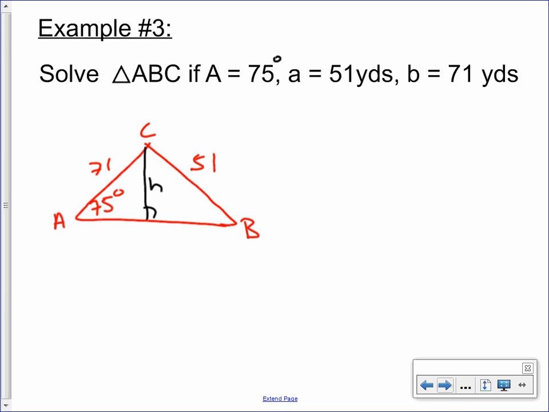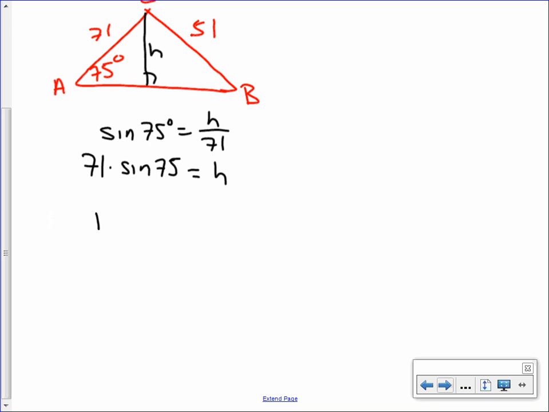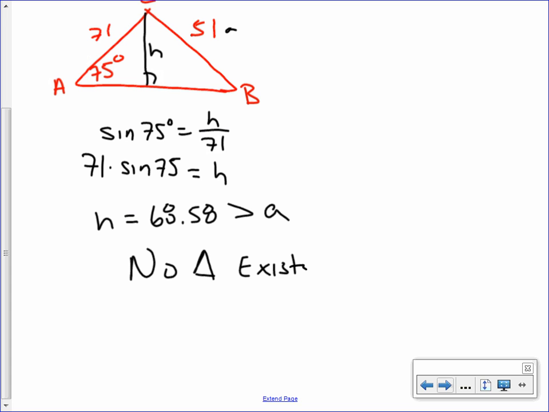Here's why. For the height H, sine 75 is equal to H over 71. Multiply 71 by sine 75, and you get H is 68.58. And A is 51. That's obviously smaller than H, so no triangle exists. And they all lived happily ever after.